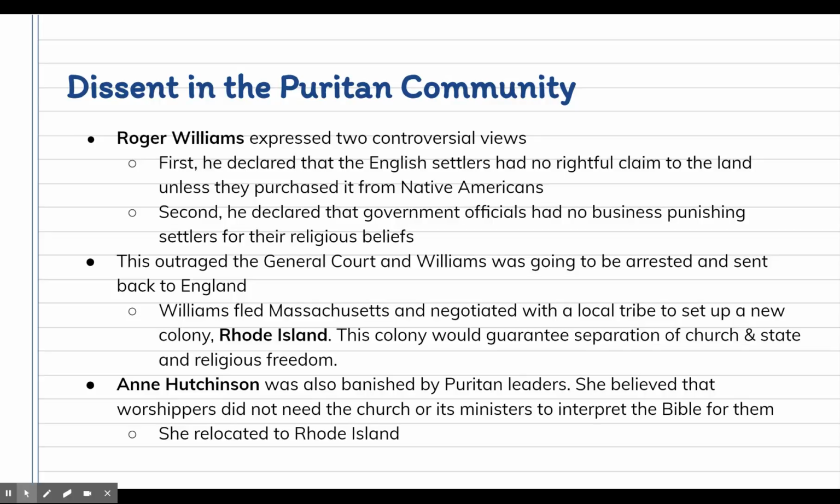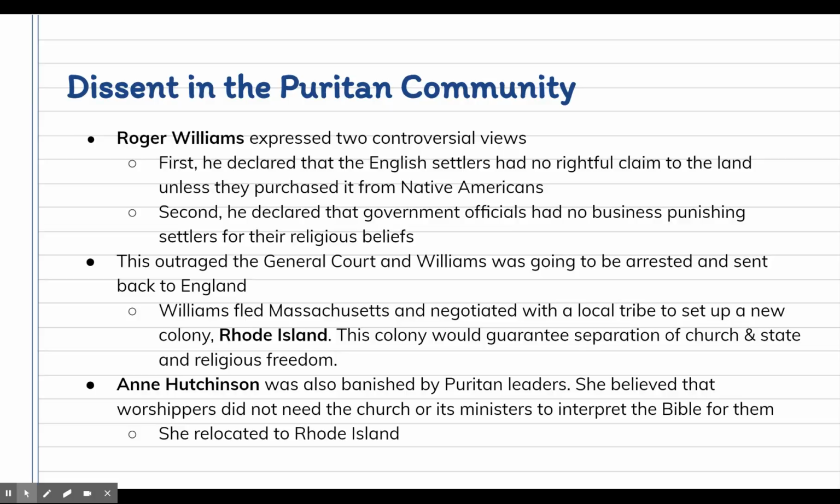So Roger Williams expressed two controversial views. First, he declared that the English settlers had no rightful claim to the land unless they purchased it from Native Americans. So again, very forward thinking for someone back then. He recognizes that this land belongs to them. We just can't come here and claim it for ourselves. We need to negotiate with them. Second, he declared that government officials had no business punishing settlers for their religious beliefs. So these views outraged the general court, and Williams was going to be arrested and sent back to England.